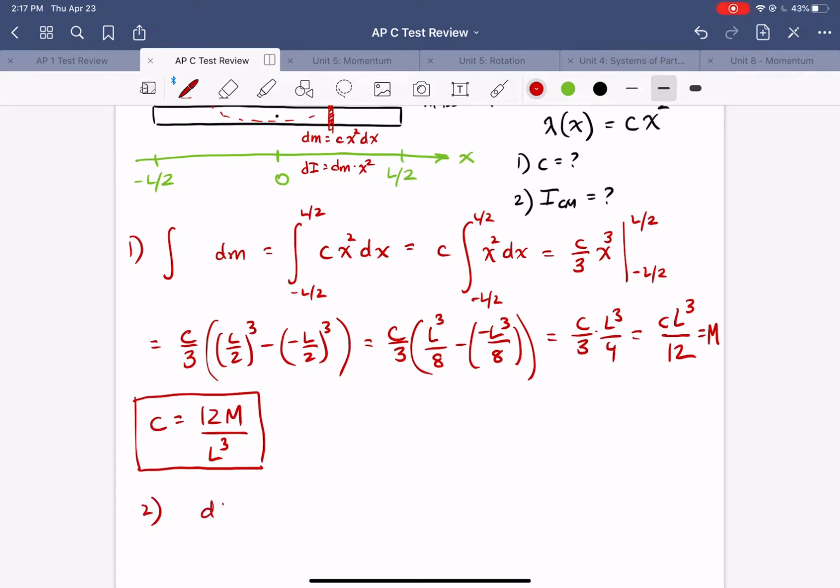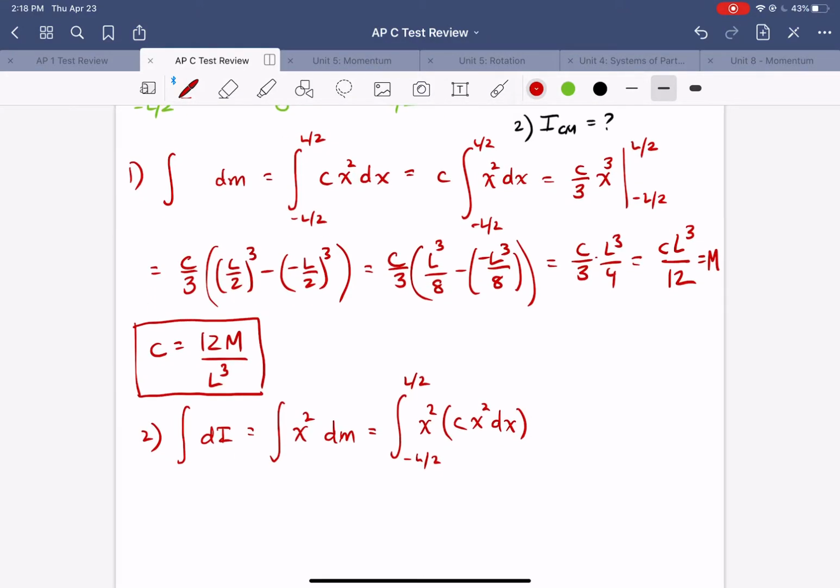So if dI is equal to x squared times dm, then the total moment of inertia will just be the integral of dI over the entire length of the rod. All right, so I have to do this integral x squared times dm. I cannot do this integral as it's written because I've got mixed variables, but we already know that dm is equal to c x squared times dx. So we put in the same limits, and we're doing essentially the same integral as before, but we have x to the 4th instead of x squared.